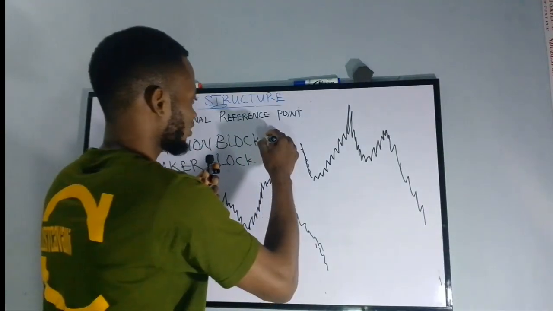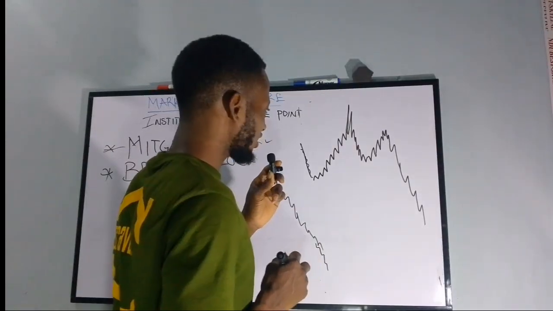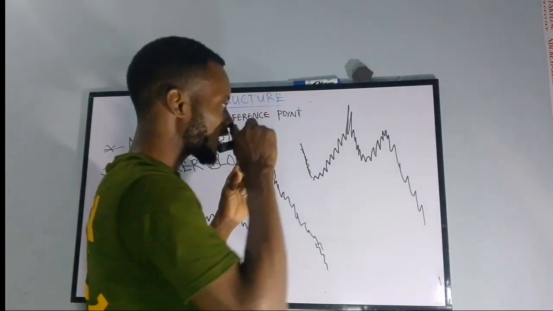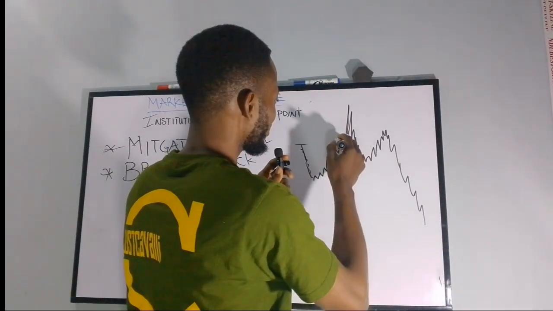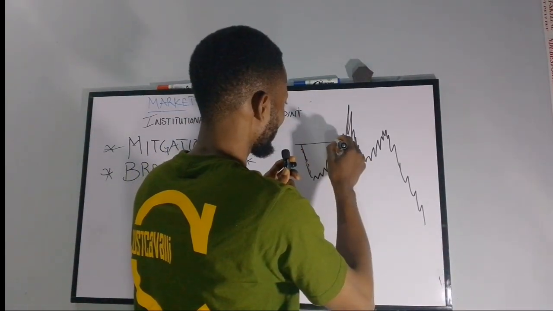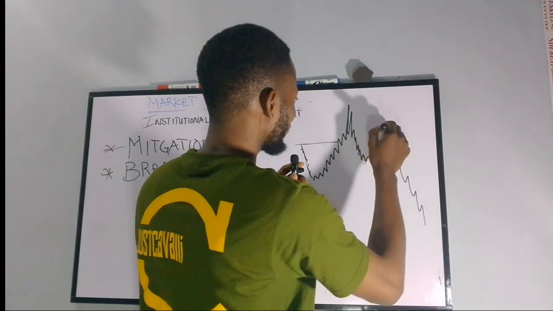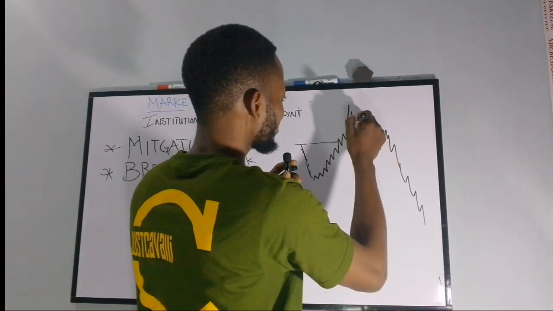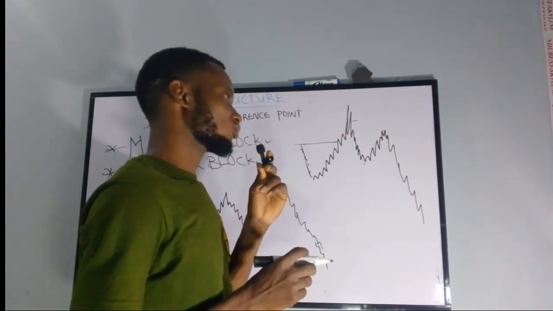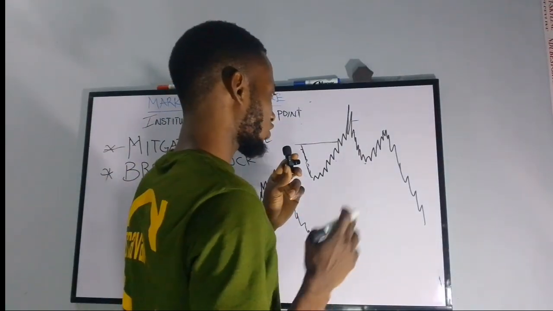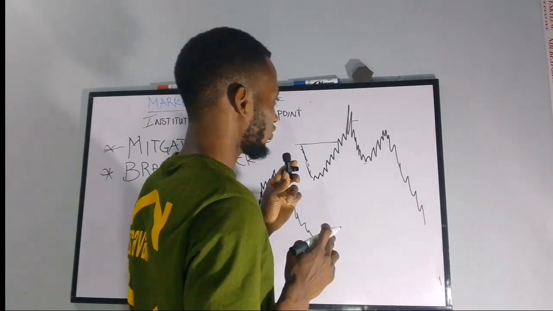I said we have mitigation block. How do we identify it? Mitigation block is created on the chart when you see price create a high and then price takes that high. Can you see it? Price takes the high and price dumps and moves to the upside to mitigate an order block here. I told you the last time that without fair value gap and probably order block, some of these institutional reference points might not be available on the chart.